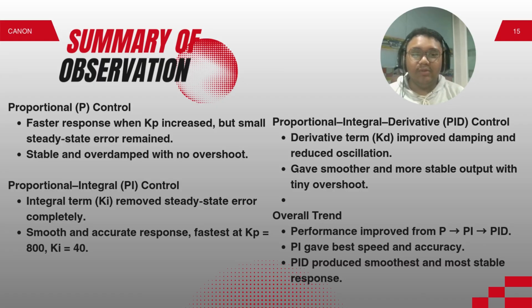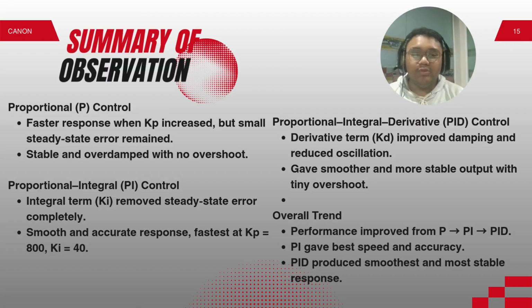Next, for the proportional integral PI control. By adding the integral term KI, the steady state error was completely removed. The response became smooth and accurate, and the faster performance was achieved at KP equal 800 and KI equal 40.